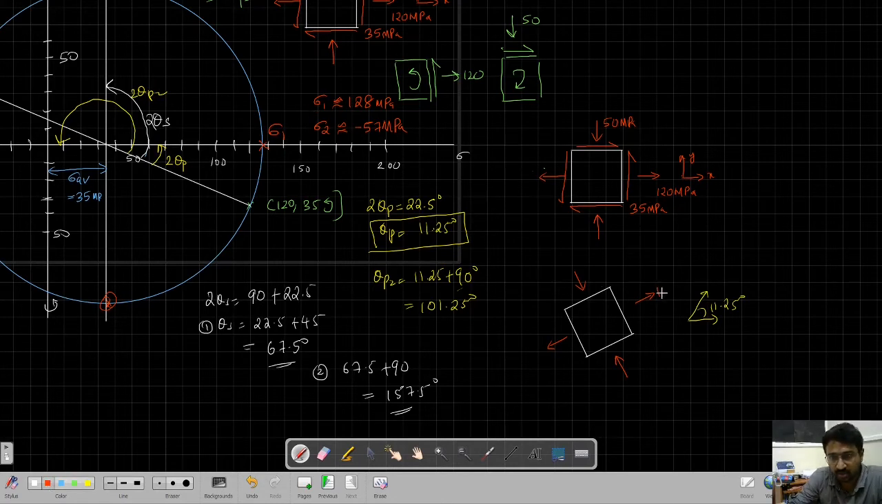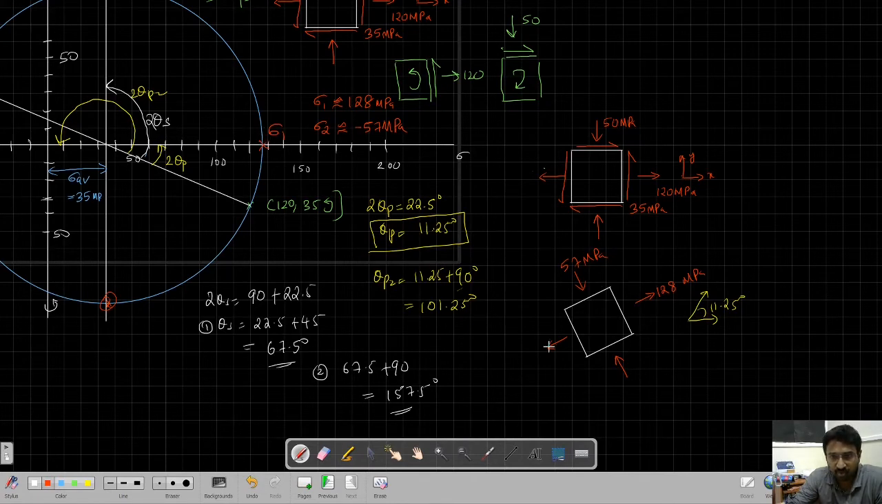So this will be 128 MPa and this will be 57 MPa compressive. Okay, 128 and 57 MPa. So this is the meaning of this. When you rotate 11.25 degree, you have to rotate 2 theta p in the Mohr circle, that is 22.5 degree in the Mohr circle to get this point.